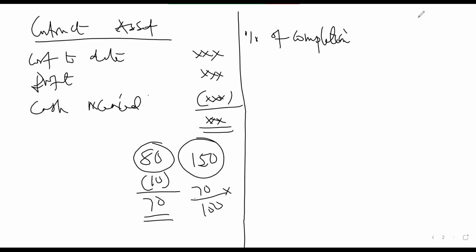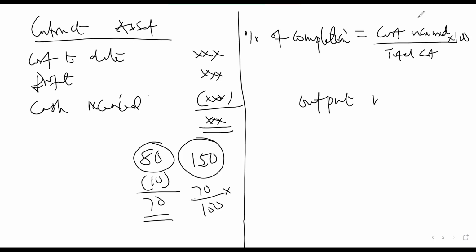So if you are using the input method, percentage of completion is the cost incurred to date over the total cost times 100. That is for the input method. Let's look at the output method. In the output method, there's nothing different in the calculation of profit and those ones.